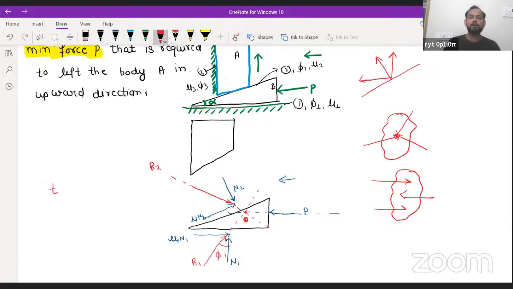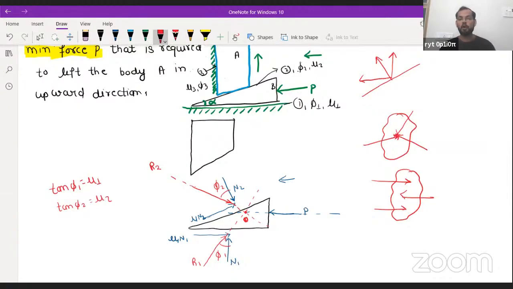If it is not given, and the coefficient of friction is given, then you can calculate phi 1 from here, because tan phi 1 is equal to mu 1. In the same way, you can calculate phi 2: tan phi 2 is equal to mu 2. And phi 2 is nothing but this angle. This angle is phi 2.